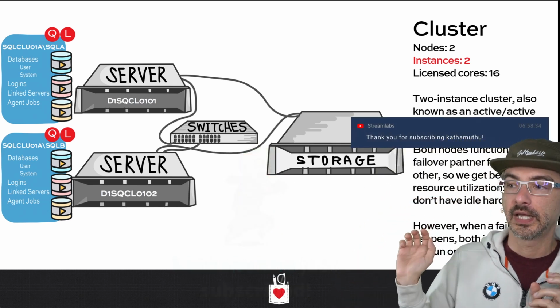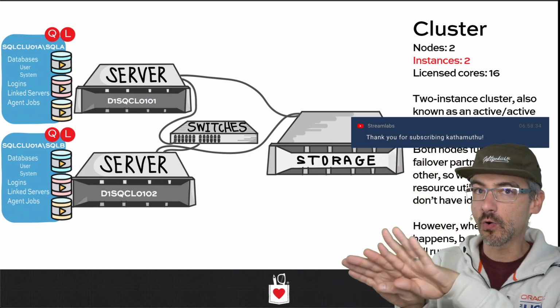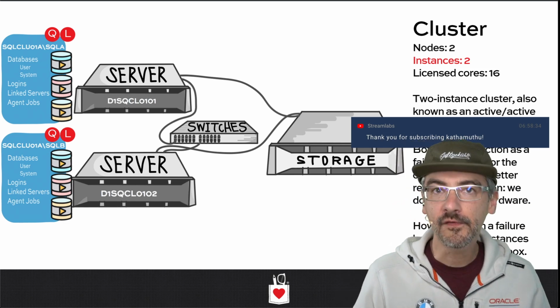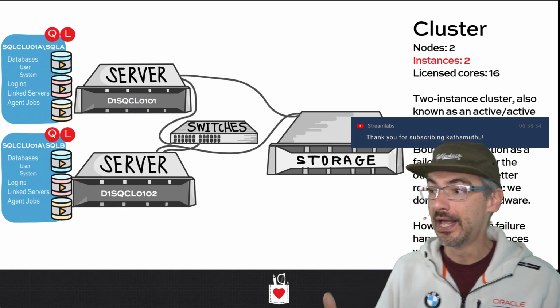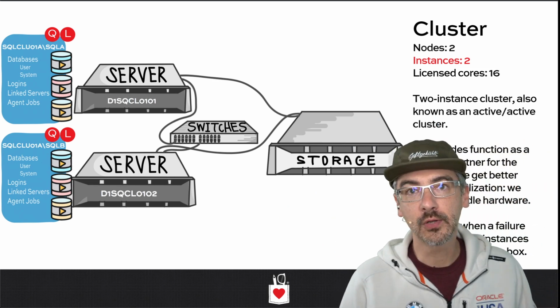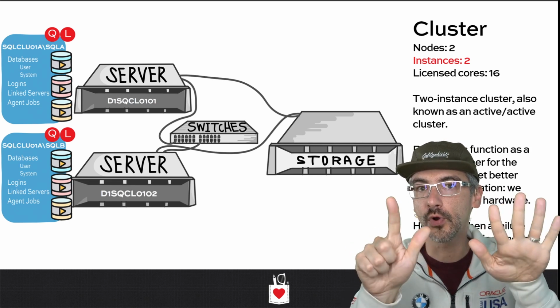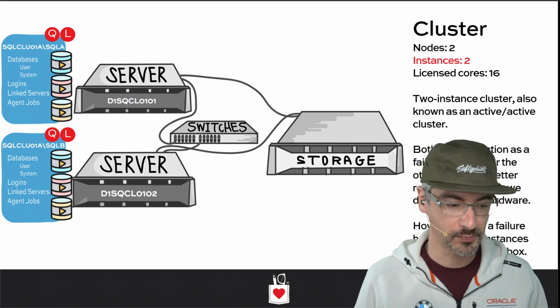So if you buy this, it's 8 cores on the top box, 8 cores on the bottom box. You're paying for a fairly high amount of licensing, and the hardware is actually the cheap part compared to the licensing. Remember, SQL Server Standard Edition is $2,000 US per core. Enterprise Edition is $7,000 US per core.